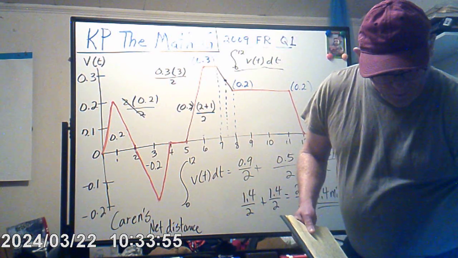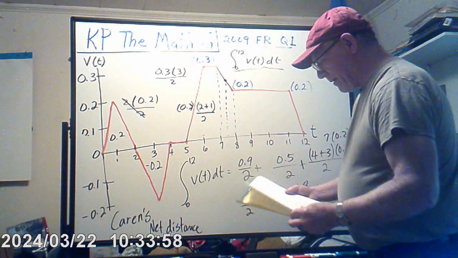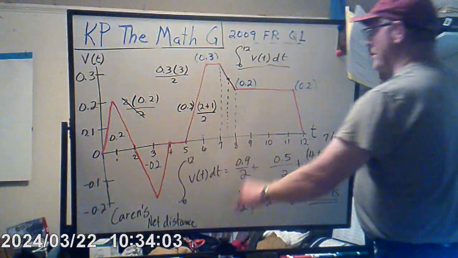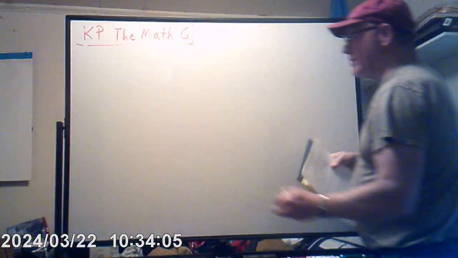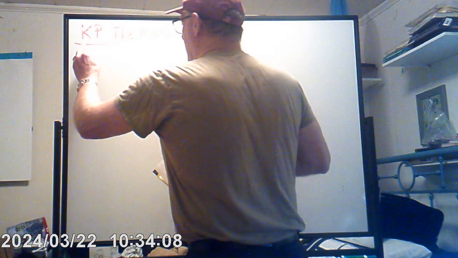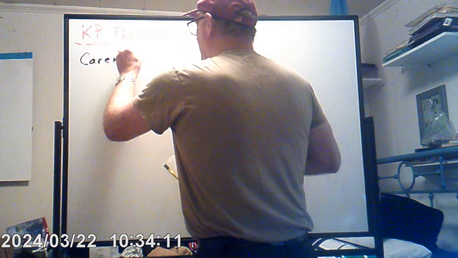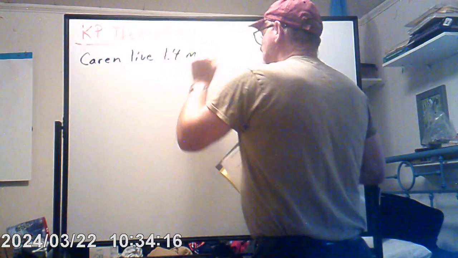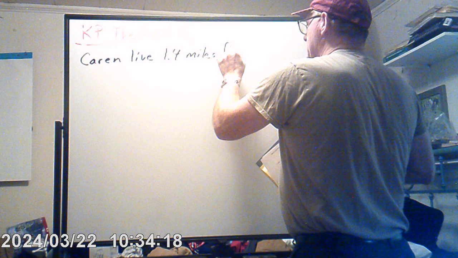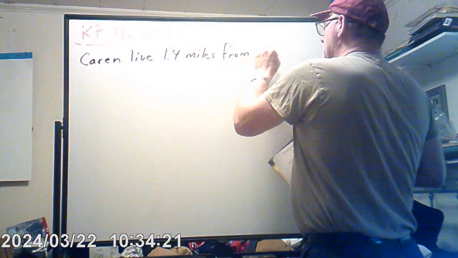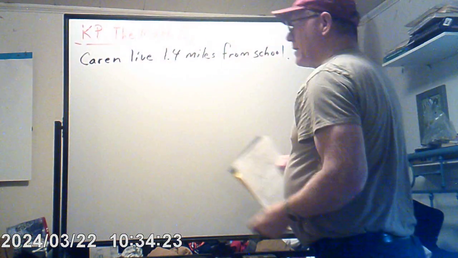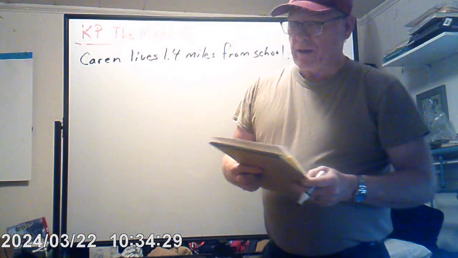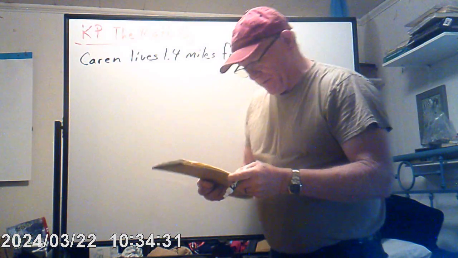But then we come with one named Larry. Now Larry, let's turn this over since we're not using this table anymore. Let's put up here Caren's distance. Alright, so Caren lives 1.4 miles from school. Okay. I don't want any English teachers to get upset with me here.